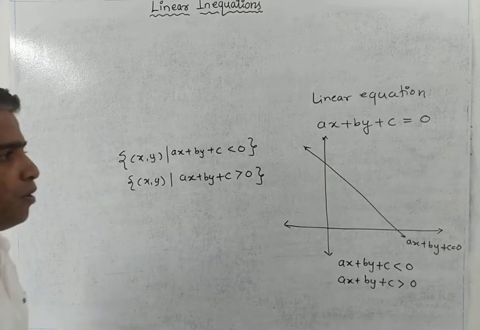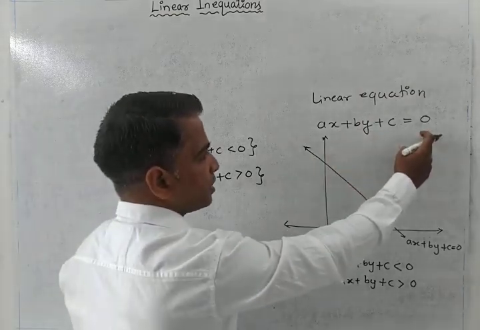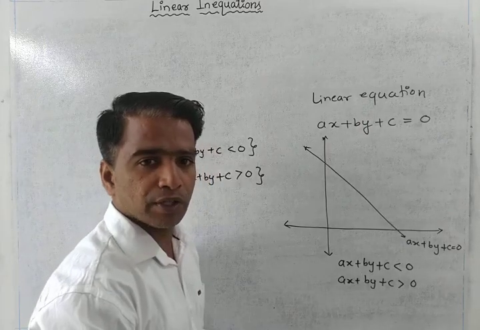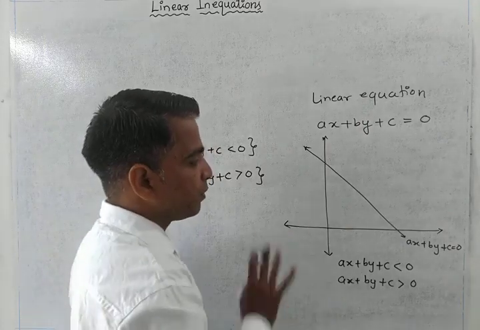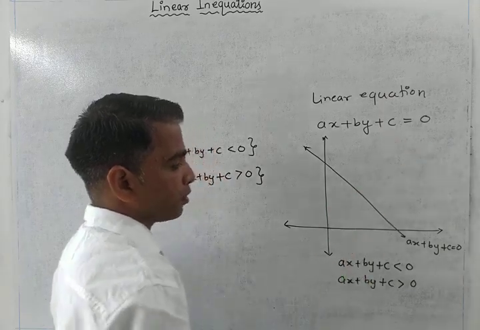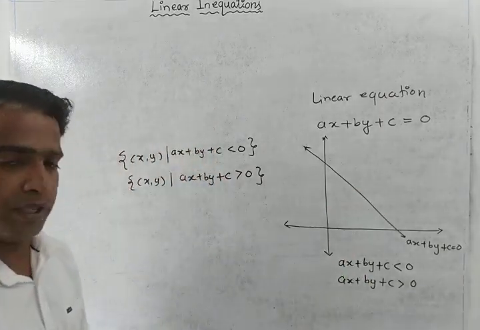At the moment we know only the linear equation of a line, and how to draw that line is already clear. But after that, some points are below the line, some points are above the line. So we are talking about those points.